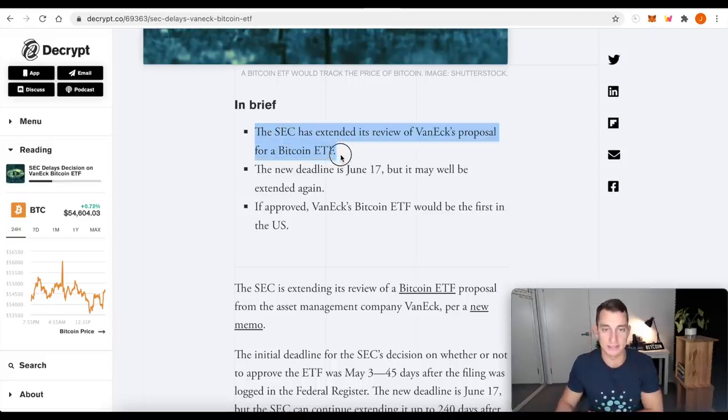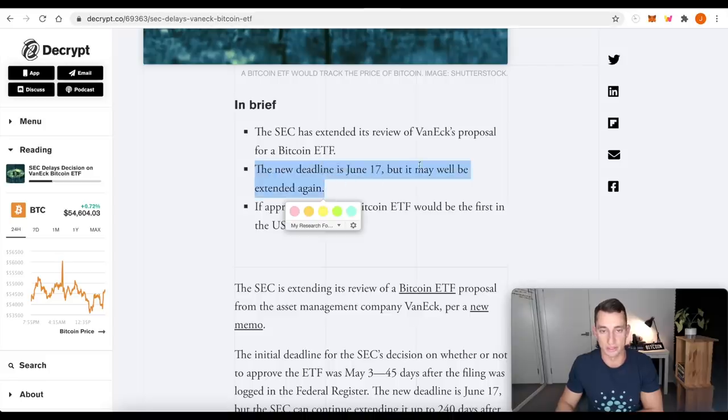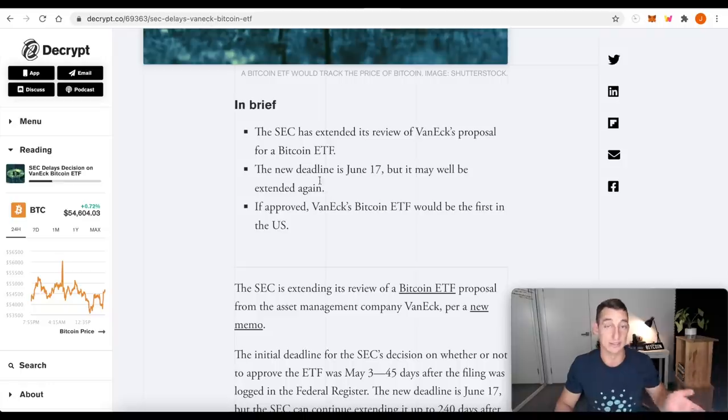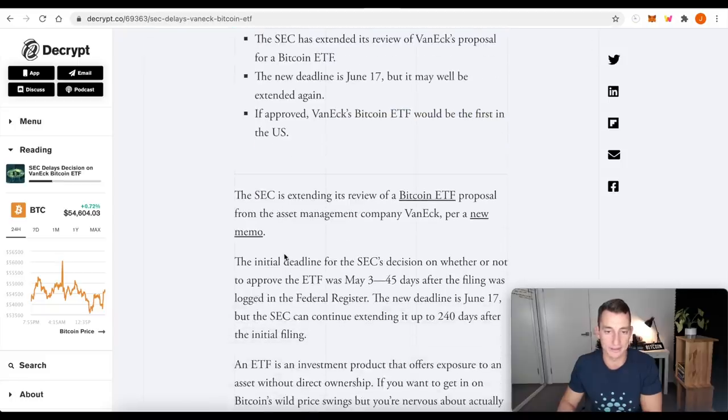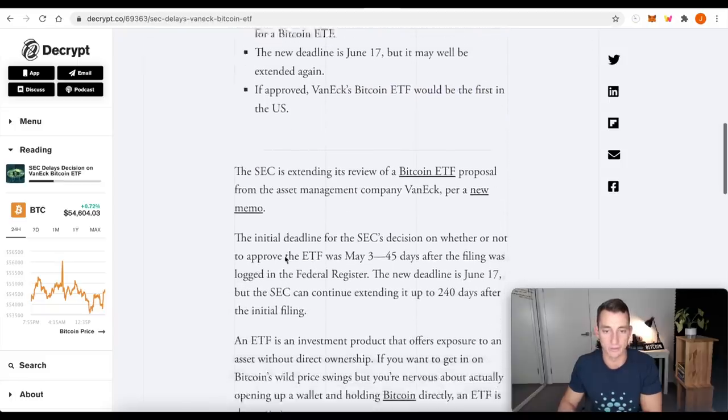The SEC has extended its review of VanEck's proposal for a Bitcoin ETF. The new deadline is June 17th, but it may well be extended again. Probably going to keep going like this. This is what happened in 2017 when it came to the Bitcoin futures. That sort of kept getting put off, if my memory serves me correctly. If approved, VanEck's Bitcoin ETF will be the first in the US. So I think we're all waiting on this here.